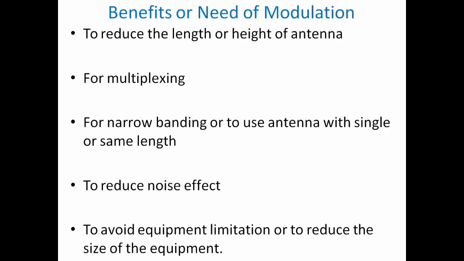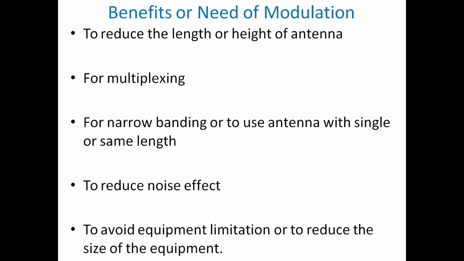The third one is narrow banding, to use the antenna with a single or the same wavelength. The fourth one is reducing the noise effect. The last one is to avoid equipment limitations, or to reduce the size of the equipment. The five main types are used for the need of modulation. So we must see them one by one.